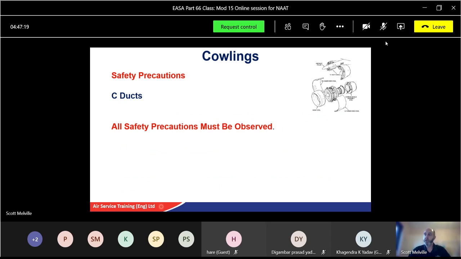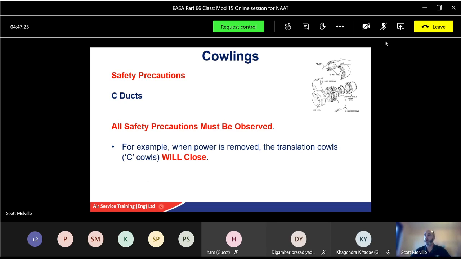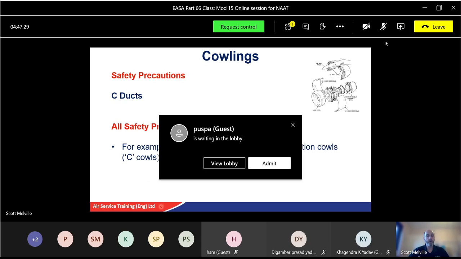Big one, yeah, all safety precautions must be observed. The bigger the engine, the bigger the damage. Okay, so for example, when power is removed, the translation cowls, the C cowls, they will close on their own. They're designed to close when the power is removed. And if you're inside there, it's going to cause a few problems.